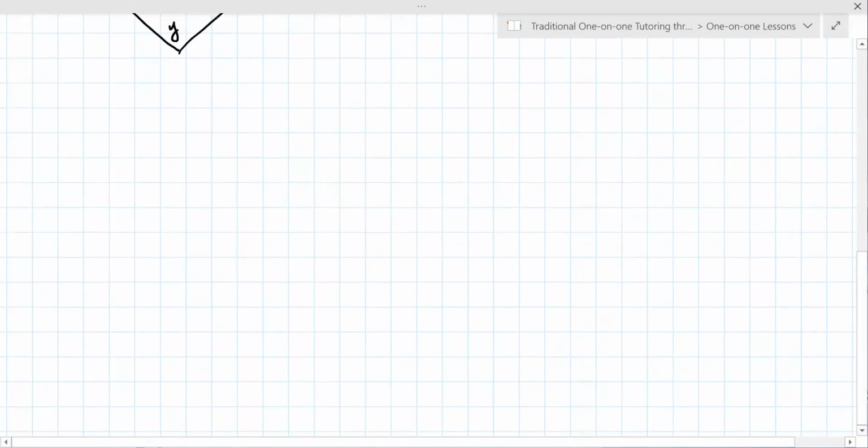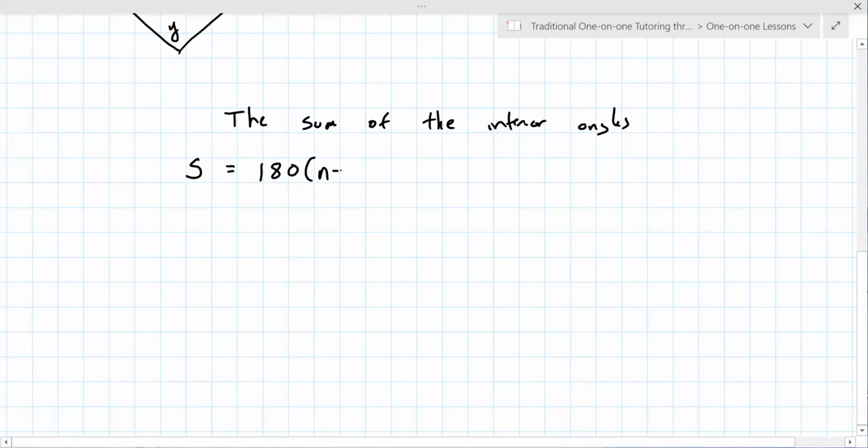So the formula was the sum of the interior angles. The sum of the interior angles is N. Sorry, let me back up here. It's 180 times N minus 2, where N is the number of sides. So let's do an example here.